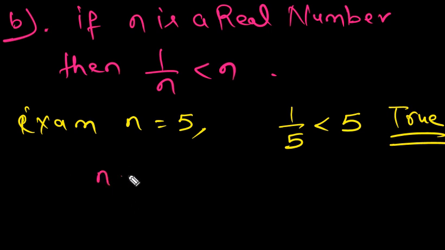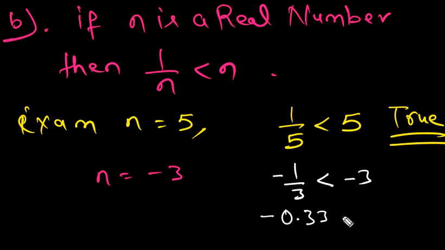Let's take negative number. n is equal -3. So, negative 1 over 3 less than -3. Is this true or false? Check and tell me. Negative 1 over 3, how much? Minus 0.33 is less than -3. Is this true or false? It's false. So this can be your counter example, right?